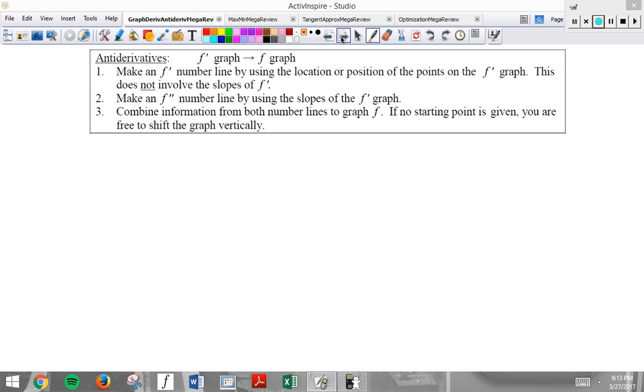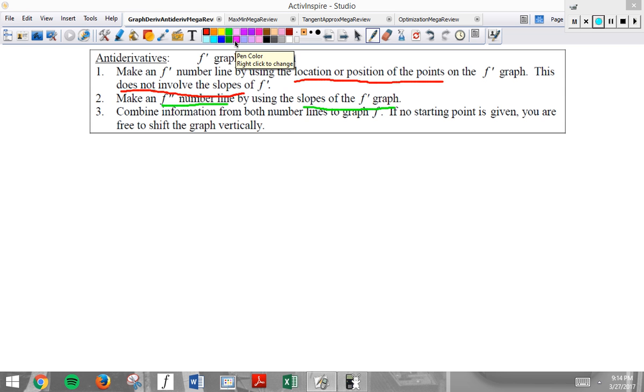Alright, now for the difficult part. So you're going to make an f prime number line. This is going from f prime back to f. We're going to make an f prime number line using location or position of the points on the f prime graph. Does not involve the slopes of f. We're going to make an f double prime number line using the slopes. Combine the information to form a graph of f.